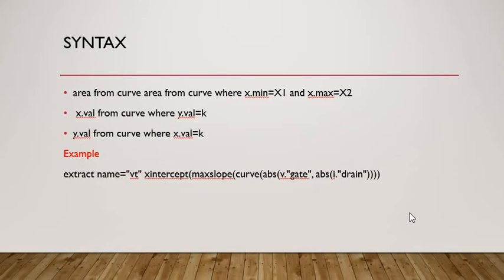Okay, not out to in, most try to go in to out. So you can see that it's between the curve of V dot gate and absolute of I dot drain, and that curve is utilized to get the max slope, and that max slope is utilized to get the x-intercept, and that's the data we need. Okay, it will give that data. So okay, you got it.